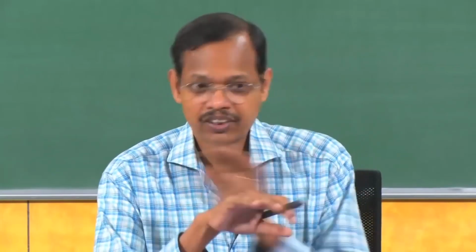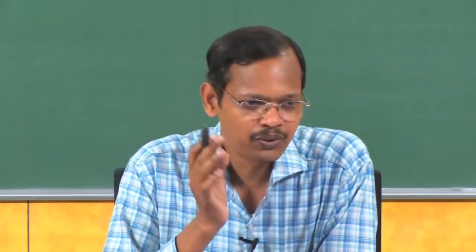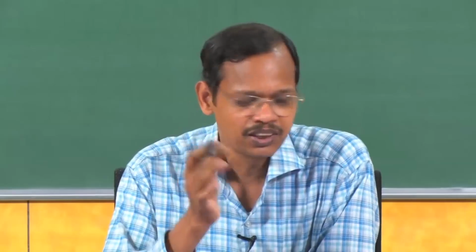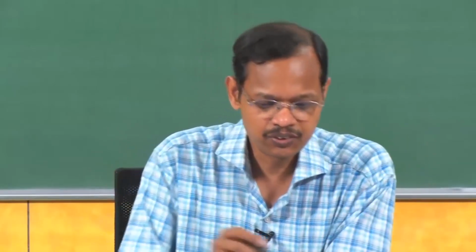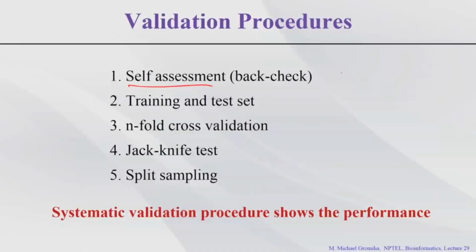Usually if you train with the same data set and we get good results, people will be happy: my accuracy is 97% or 98%, so my method is fine. This is the self assessment. For example, with 100 data, in the training you take 100 to derive the parameters, and for the test you take the same 100.